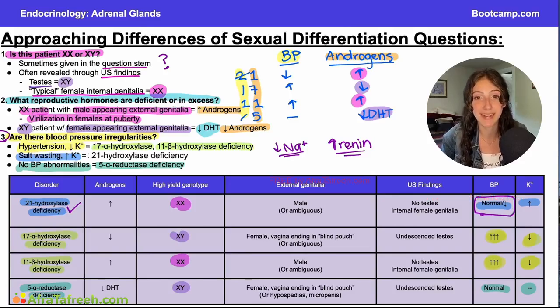So I already have a high suspicion for this etiology, but I can double check myself by going back and seeing, does this patient's genital presentation match what I would expect for this disorder? And here we have a male presenting individual who does not have any testes in the scrotal sac. We don't really know if they're present on ultrasound, but certainly it's a possibility that they are not present. And if this was an XX patient with salt wasting crisis, appearing male genitalia, but no testes in the scrotal sac, that is highly suspicious for 21-hydroxylase deficiency, and that is the answer I would choose on an exam.